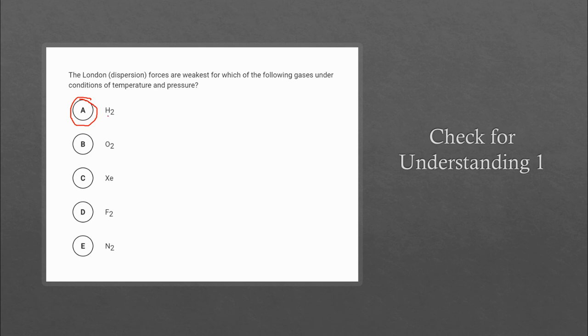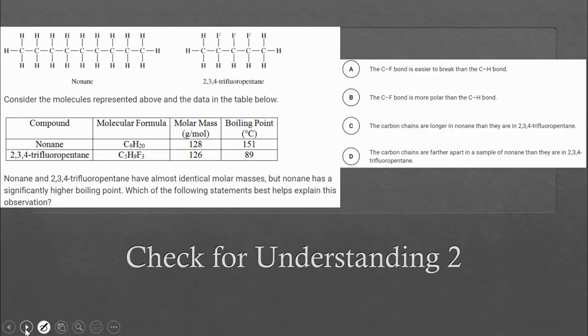H2 just has 2 electrons, whereas O2, each oxygen has 8 electrons, so it's got a total of 16 electrons in that molecule. Xenon has a total of 54 electrons. Fluorine, each one has 9 electrons, so it has a total of 18 electrons, and nitrogen has a total of 14 electrons. So H2 has the weakest forces.